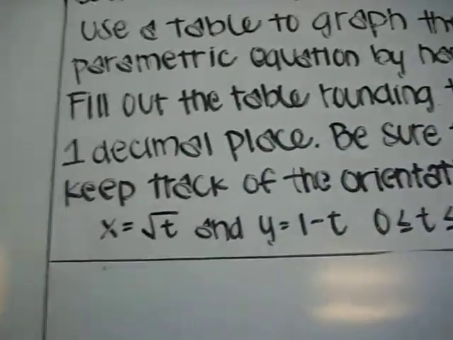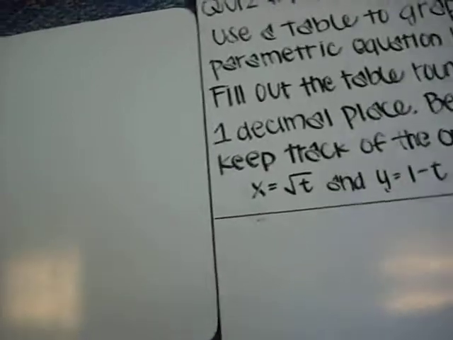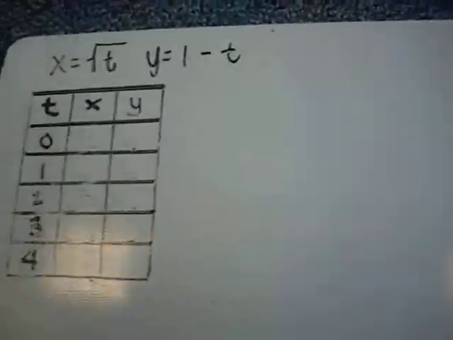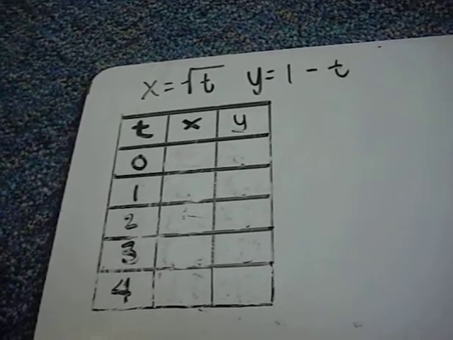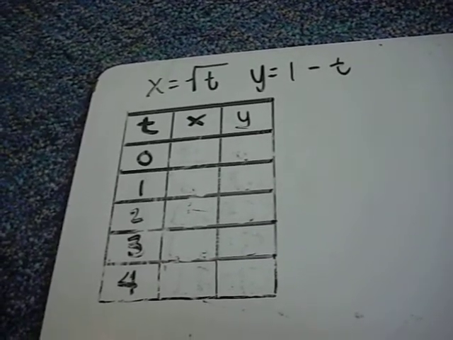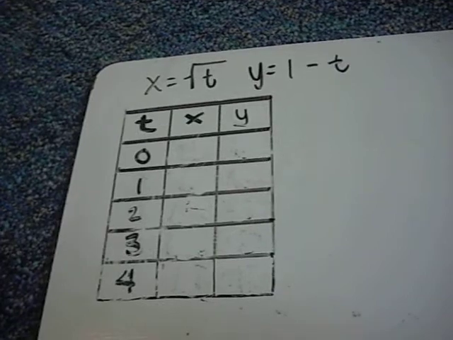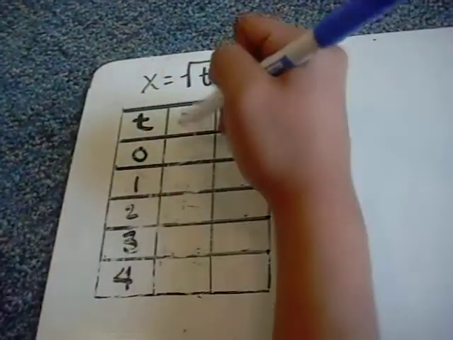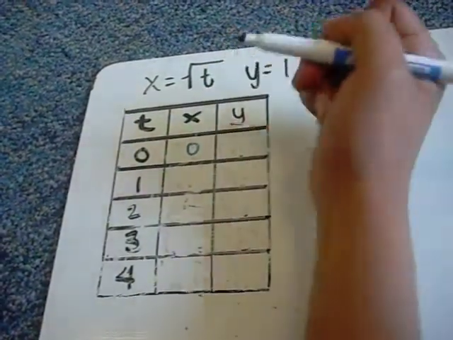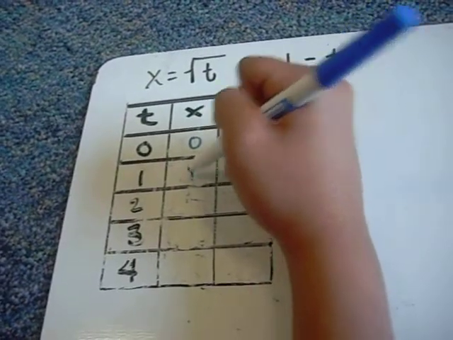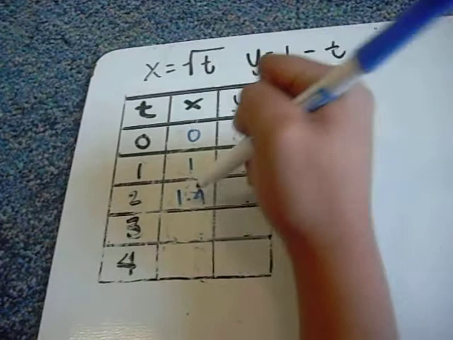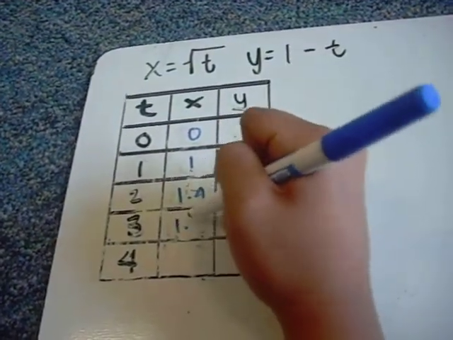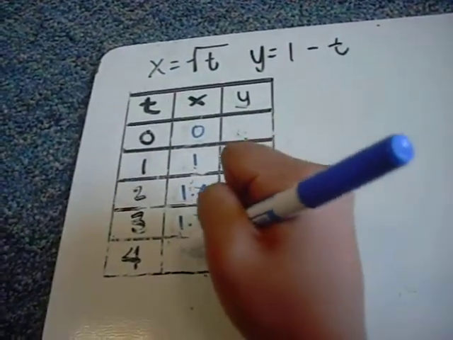Okay, so first you gotta fill out your table. Your t values are 0, 1, 2, 3, and 4. You gotta find out what x equals, and use the equation x equals the square root of t. So the square root of 0 is 0. Square root of 1 is 1. Square root of 2 is 1.4. Square root of 3 is 1.7. And the square root of 4 is 2.